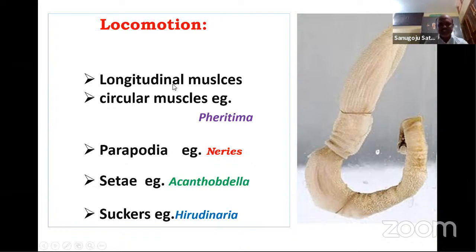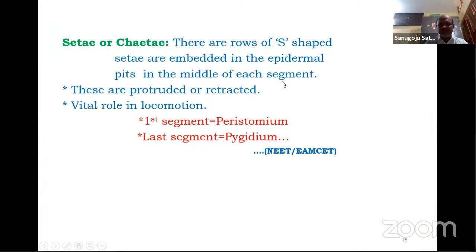Setae are otherwise called chaetae. There are rows of S-shaped setae embedded in the epidermal pits in the middle of each segment. In each segment, setae are present. These can be protruded or retracted, that means they look outside. They play a vital role in locomotion. Setae are the main important structures.